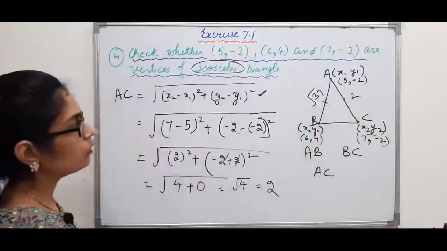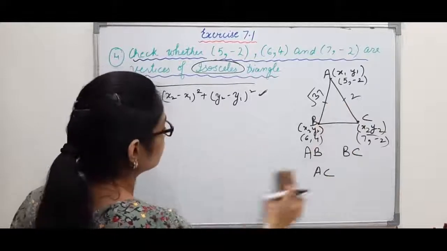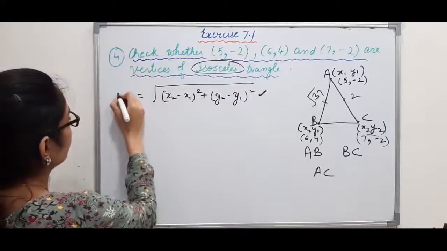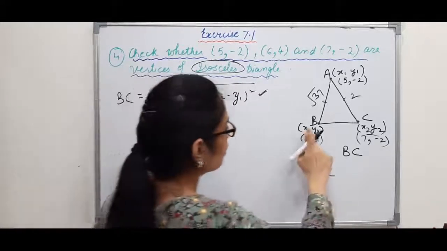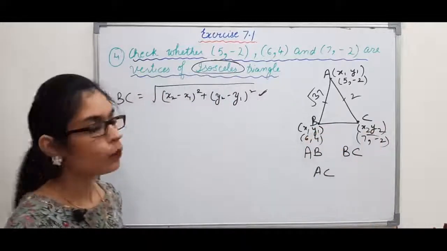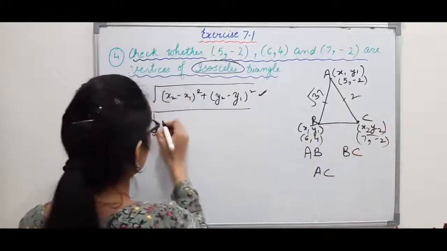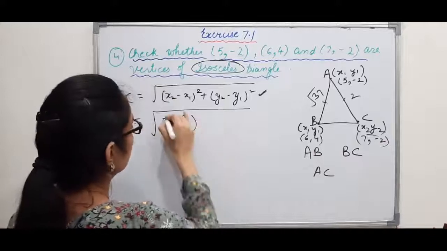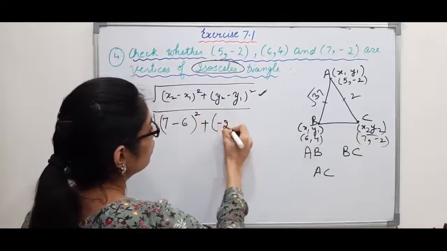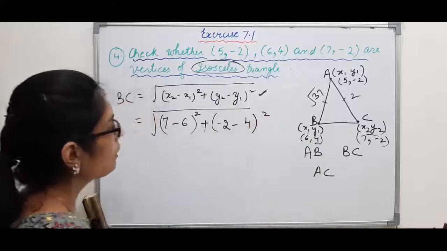Now let's find the value of BC. Same formula, we just have to change the values of x1, x2 and y1, y2. So BC we have to find. Here we will replace these points as x1, y1 and these will be x2, y2. So x2, if you see from here, it is 7 minus 6 whole square plus y2, if you see from here, it is minus 2 minus 4. From here you can see.